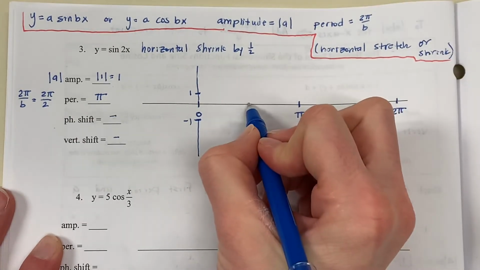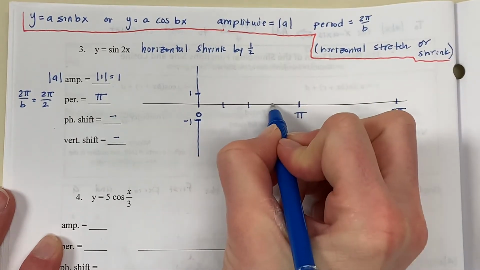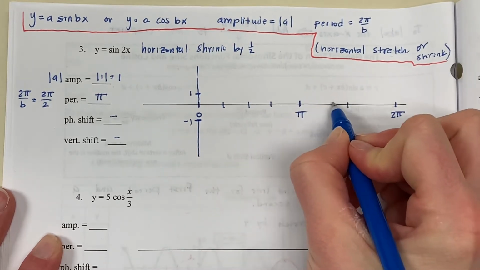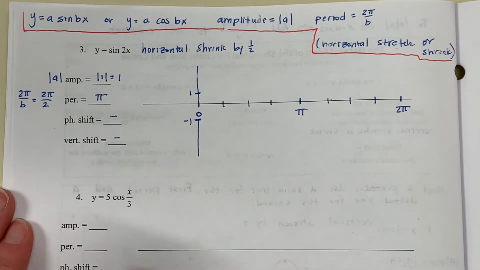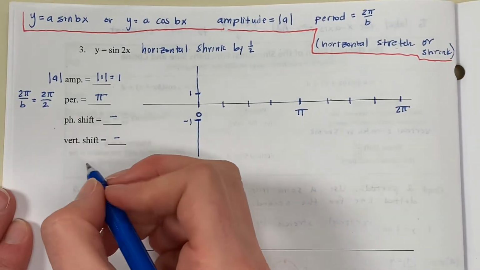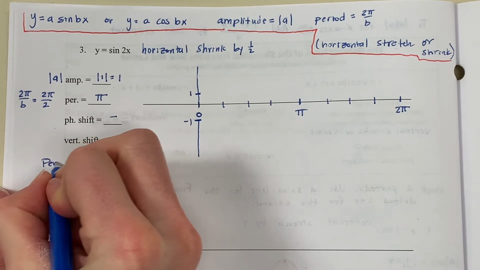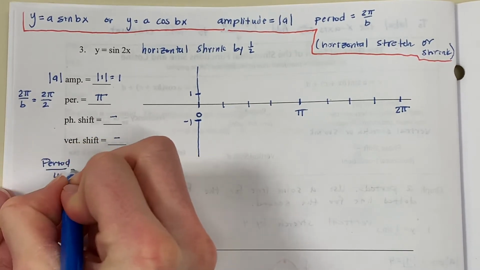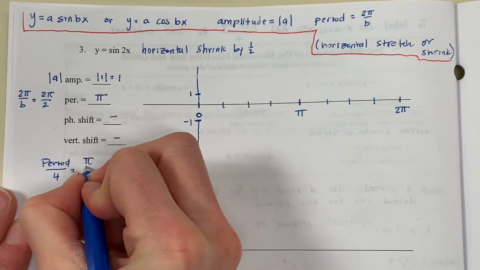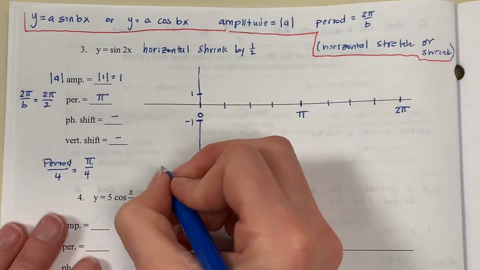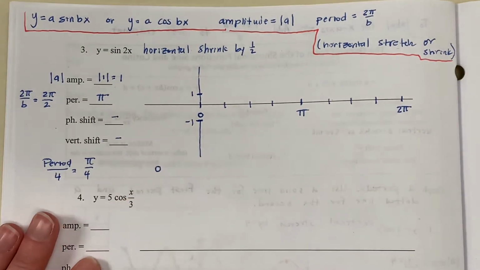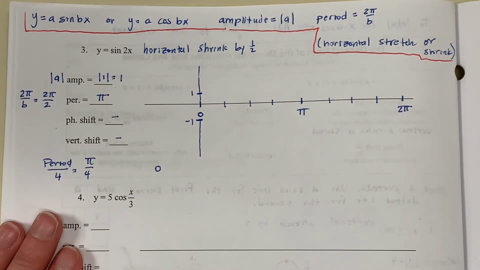Between each period there are 3 significant points, dividing the period into 4 equal parts. So to find the distance between each x value, I'm going to take my period divided by 4. My period is pi. I divide that by 4, and I get pi over 4. Beginning with my first point at 0, I'm going to add pi over 4 8 times to get the remaining values of x for the x-axis.